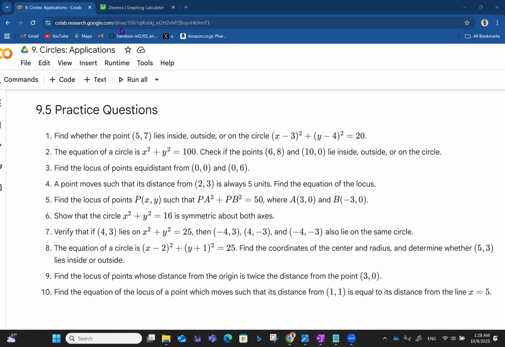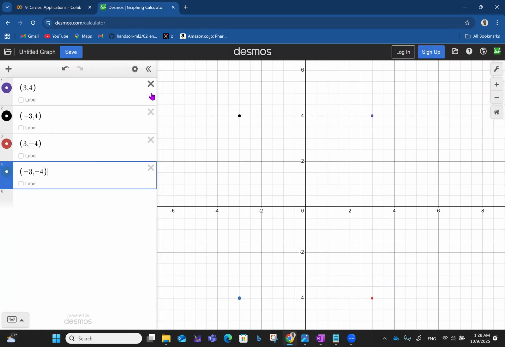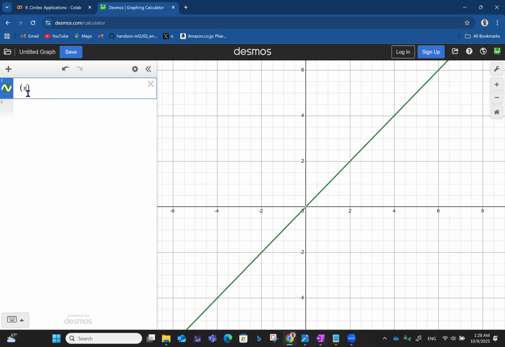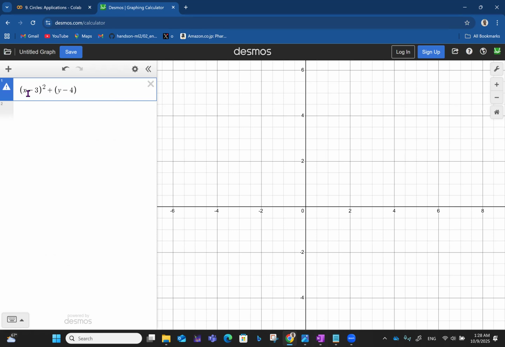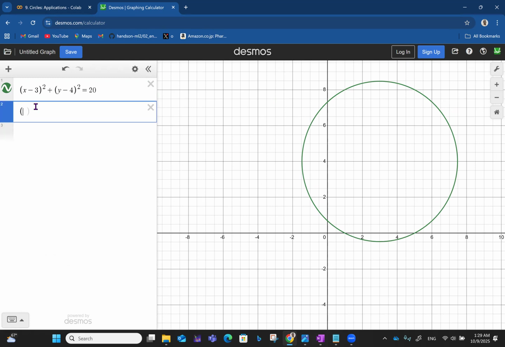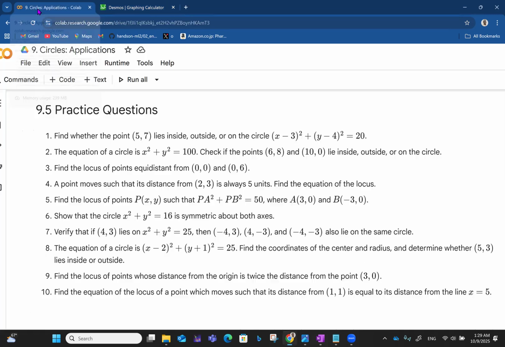Let's verify on the graph. Again, (x minus 3) squared plus (y minus 4) squared equals 20, as you can see. And then we have the point (5, 7). From my calculations, (5, 7) lies within the circle, and that's true. It lies within the circle because the distance from this point to the center of the circle is less than the radius. The distance is square root of 13, while the radius is square root of 20. Since the distance is less than the radius, the point has got to lie within the circle.